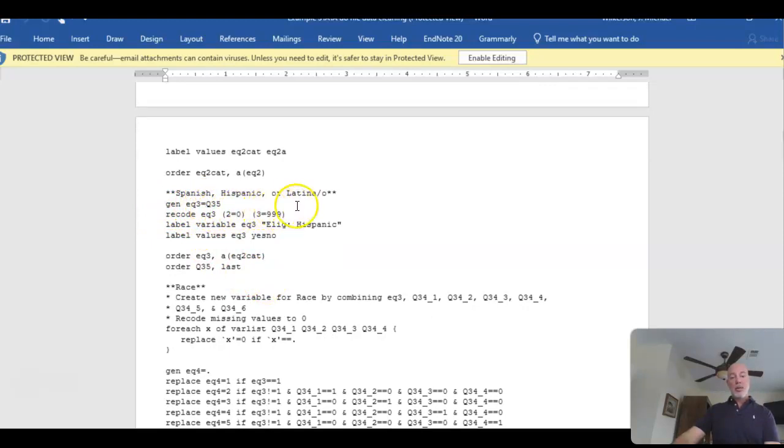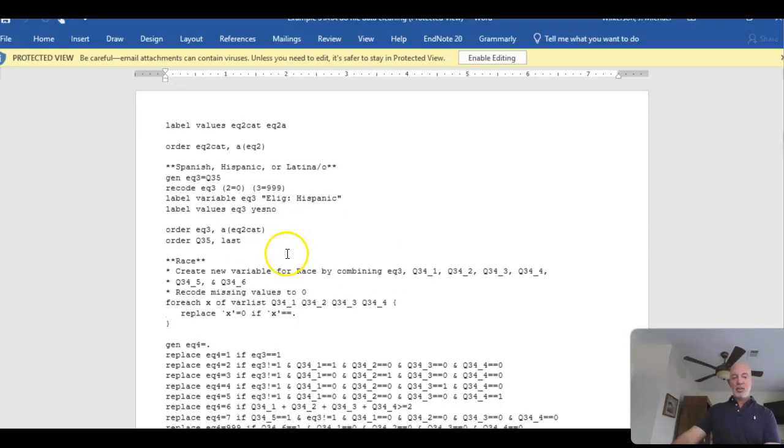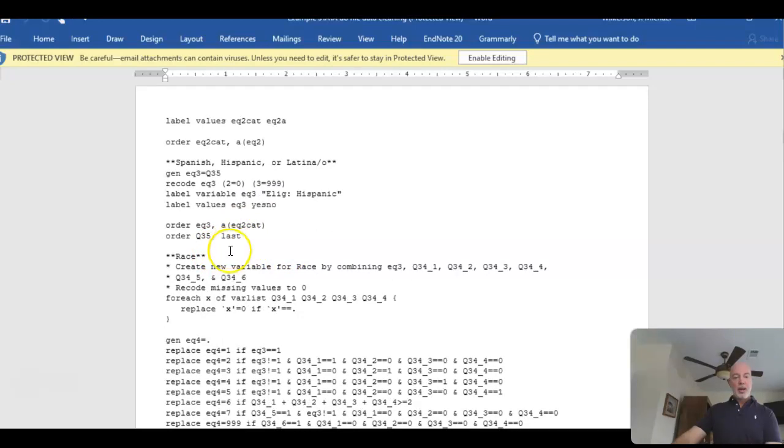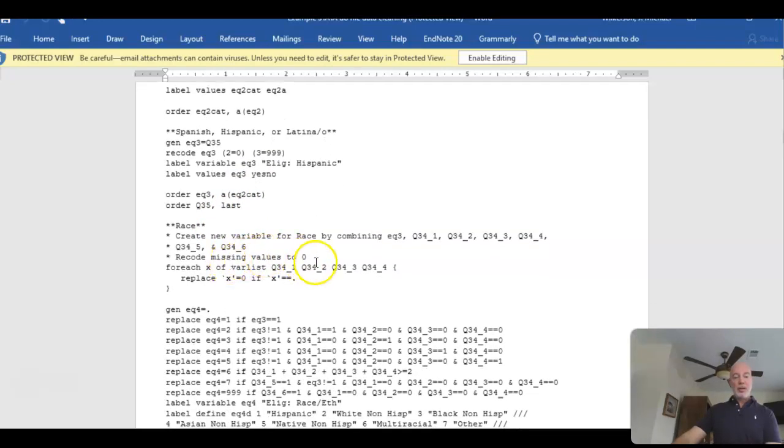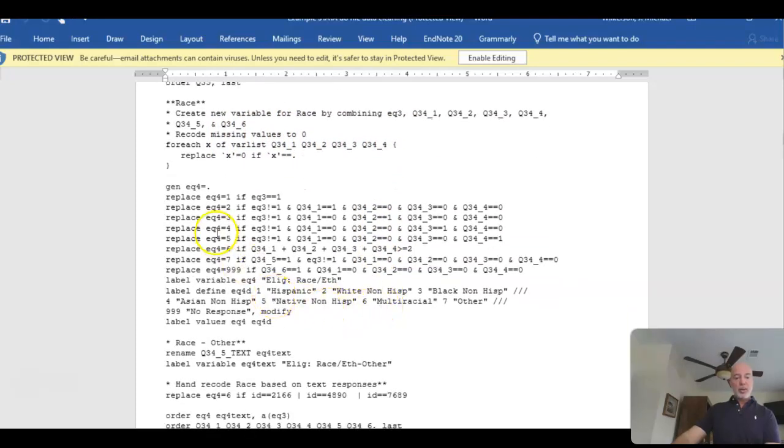You'll see here we have the Spanish and Hispanic question. So this is the ethnicity question: are you Hispanic? Yes, no. And so EQ3, we labeled it Hispanic. The values were the EQ3 yes, no response options. We ordered it. And then we created the race variable here. So we labeled our race variable. And then here is where we create a race ethnicity variable. And so you can see here, we generated EQ4 as missing. We replaced EQ4 as 1, etc., etc.